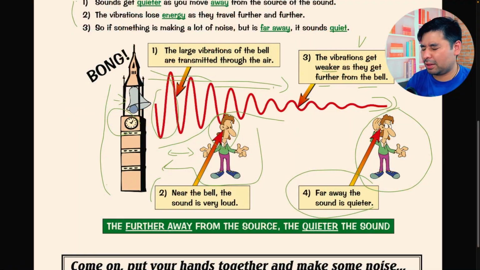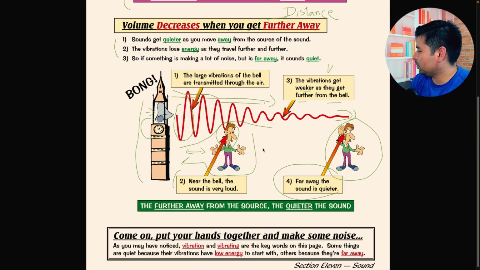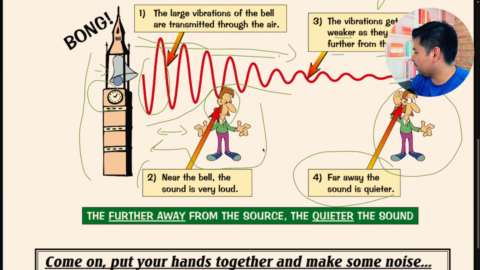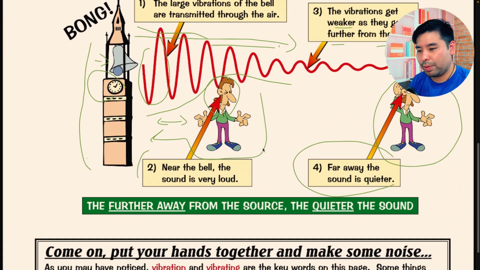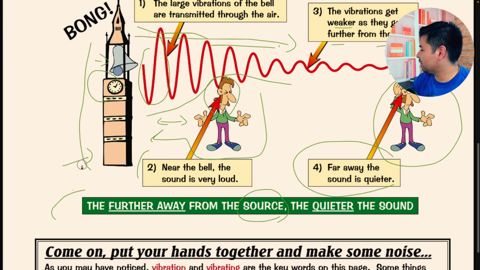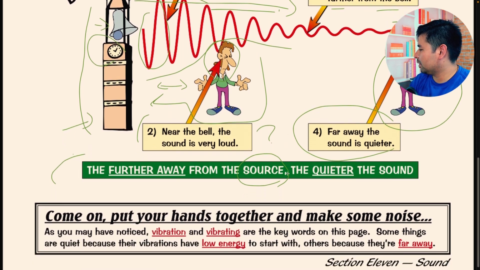I hope you are understanding that. That is the explanation of this part. Then we have this green part here. Again, just to repeat the same thing I have told you: the further away from the source, the quieter the sound. The source again is the beginning, the start of the sound. If you don't know what a source is, please search for it. I guess it's not a big deal, not complicated. Let's go to the next part.